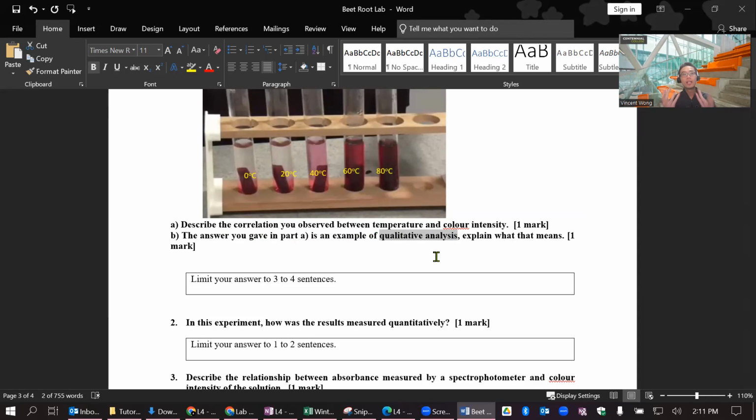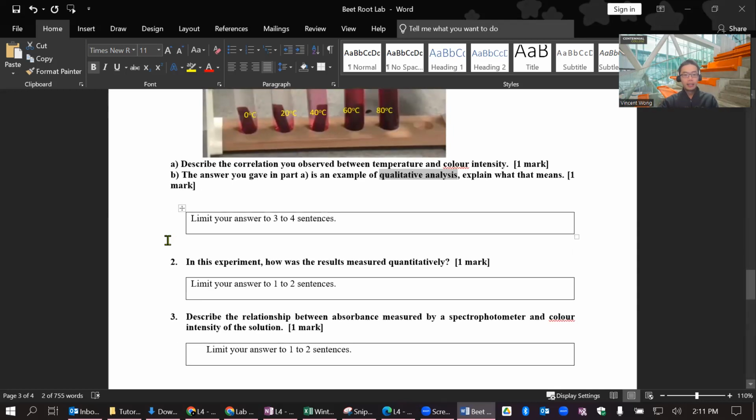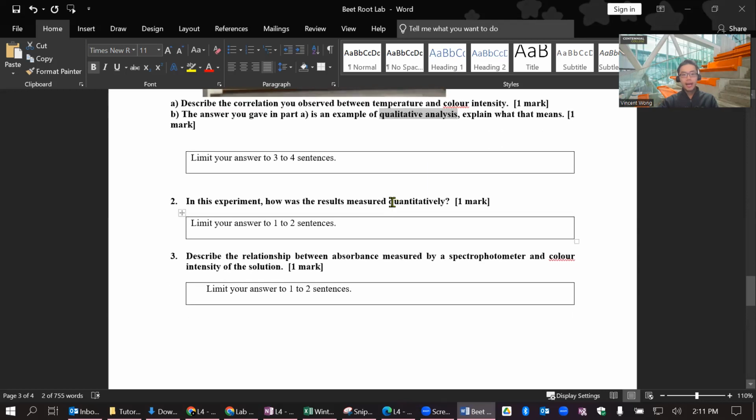When you're talking about qualitative observation, qualitative analysis, what aspect are you talking about? Are you talking about numbers? Are you talking about using your senses? That's what I'm asking, and that's what you should look at. And then they ask you for quantitative, so you must know how they are done differently.